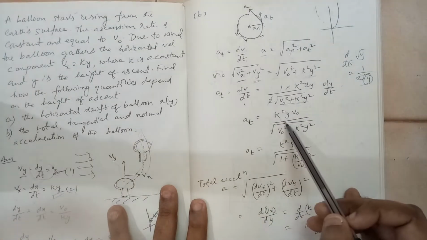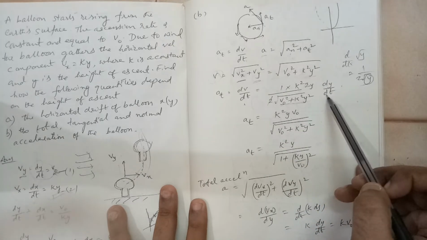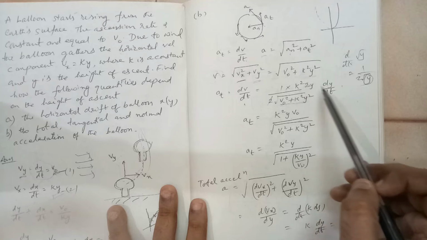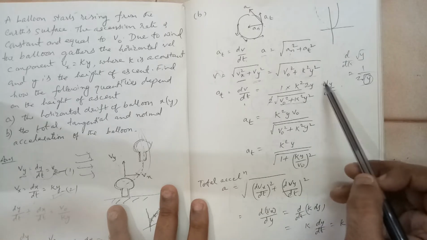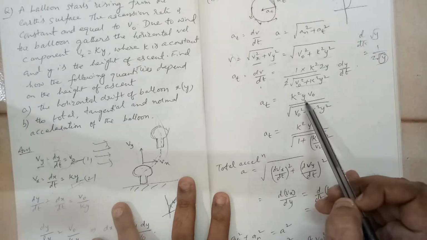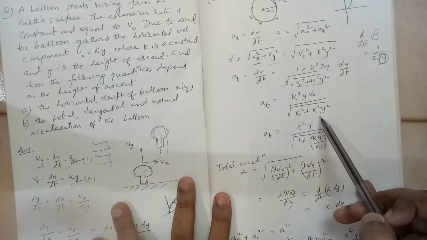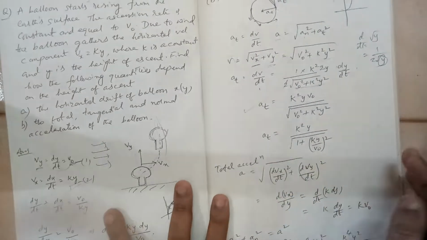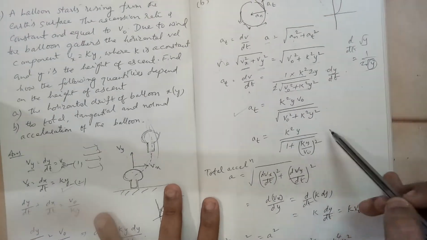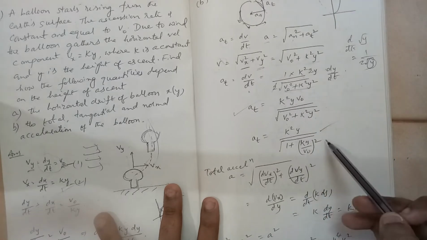You are left with k square y v0, because 2y into dy by dt you will get, and dy by dt is v0. That term I have put here: k square y into v0 divided by root over v0 square plus k square y square. This is the expression for at. This can be simplified like this: divide numerator and denominator by v0, then you will get this expression.